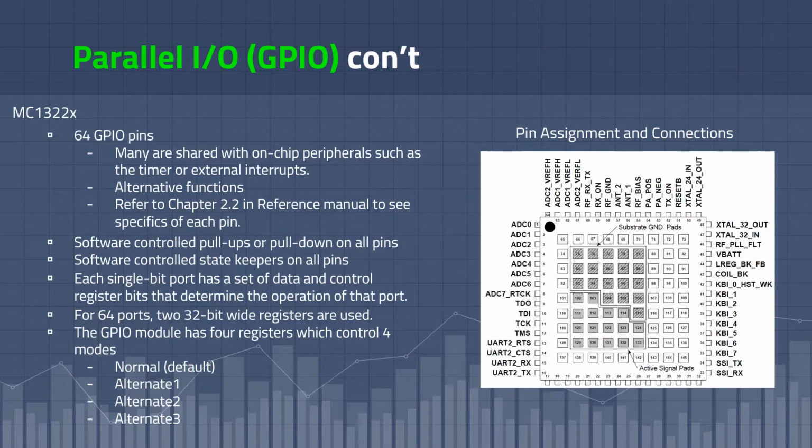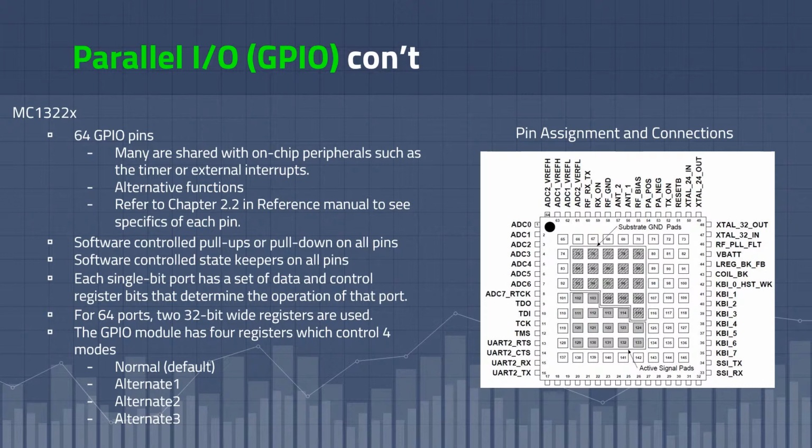In the MC1322X, each GPIO has a selectable pull-up pull-down resistor. The pull-up pull-down is only enabled when the pad is an input. It is disabled when the pad is programmed as an output. Each input-output port is a single bit and is easily configured. The port has a set of data and control register bits that determine the operation of that port. For 64 ports, two 32-bit wide registers of each type are used except the function select control.